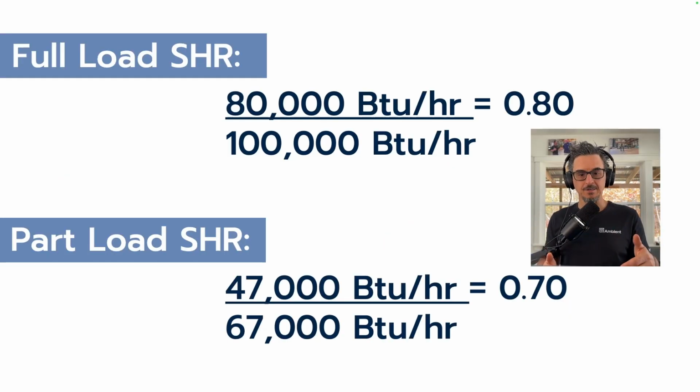If you see below here, it's 47,000, which is our new sensible heat for the space. And our new total is 67,000 BTUs per hour. I've taken some assumptions here that the latent hasn't changed a whole lot. So just for sake of this example, to make it easy, this is our new sensible heat ratio. So it went from 0.8 to 0.7.